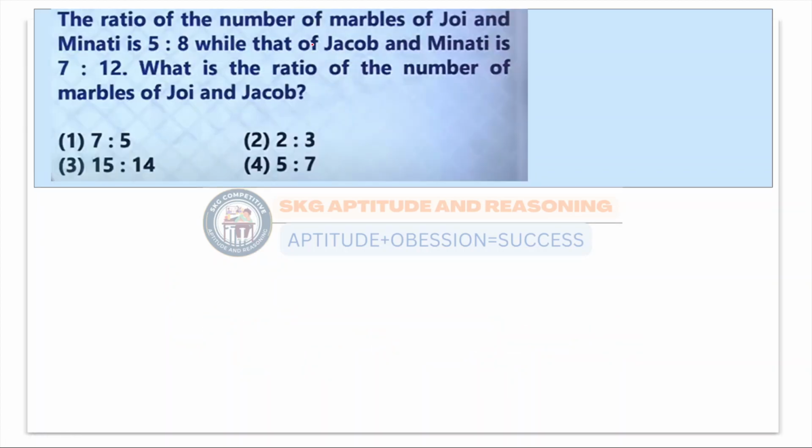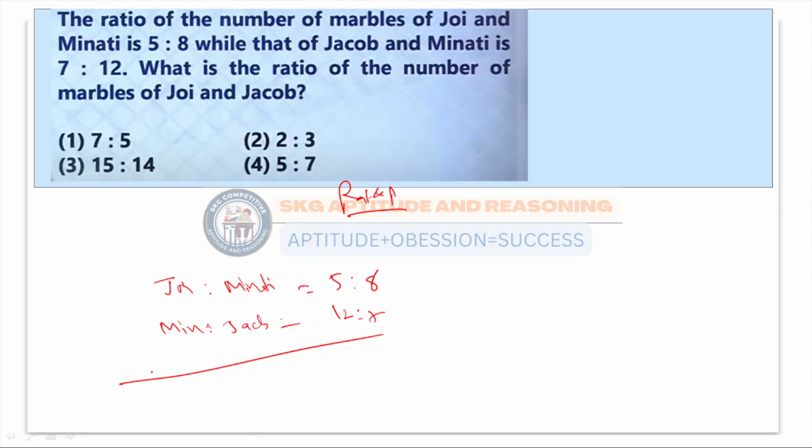Let us go for the next question. Okay, this will be under the ratios and proportions topic here. What he gave in the question is the ratio of Joy to Minati as 5:8, and the ratio of Minati to Jacob as 12:7. And if I need to get the values of Joy, Minati, and Jacob, what I need to do is multiply the values here.